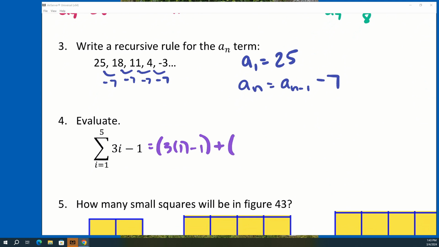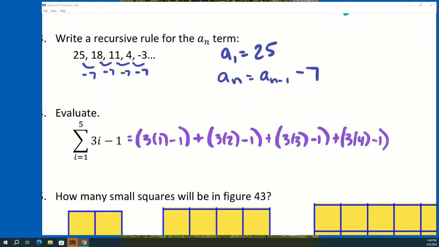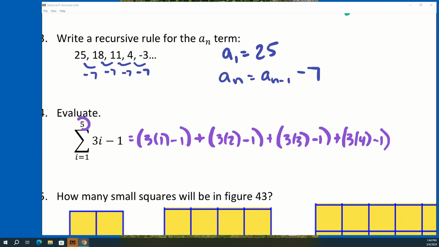And to that, you're going to add, go to the next number, which is 2. Put it in for I, so 3 times 2 minus 1. And then we put in 3. And then we put in 4. And when do we stop? When you get the 5. Yeah, you stop when you get to that top number.